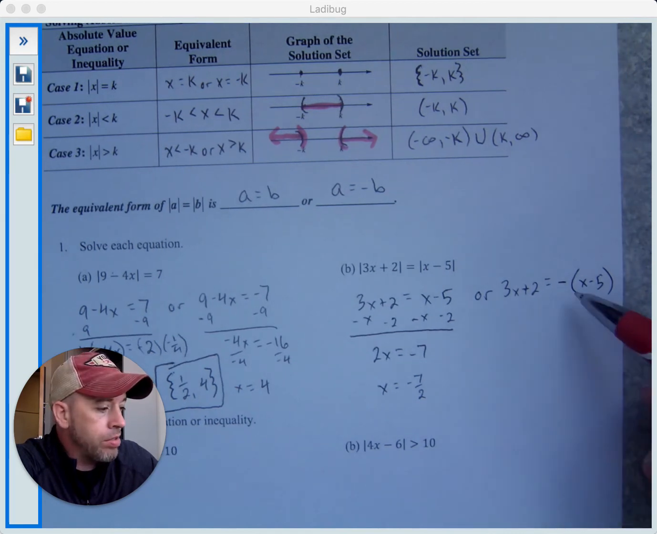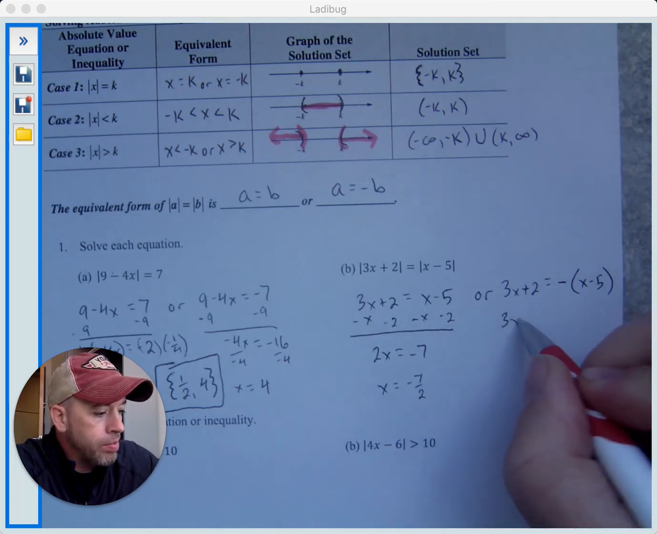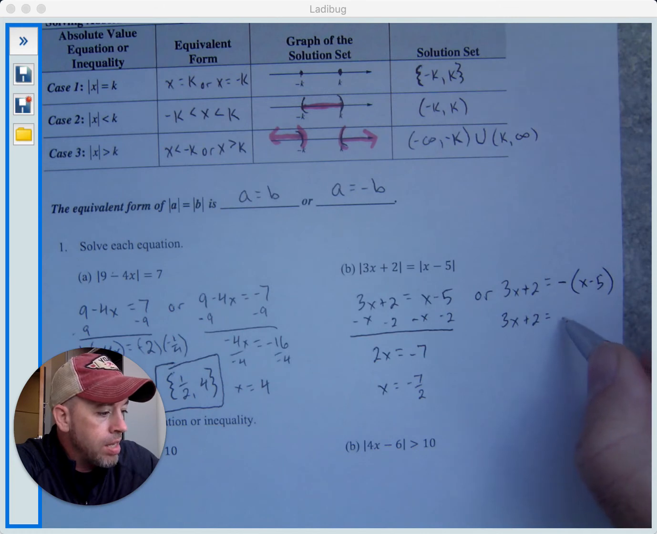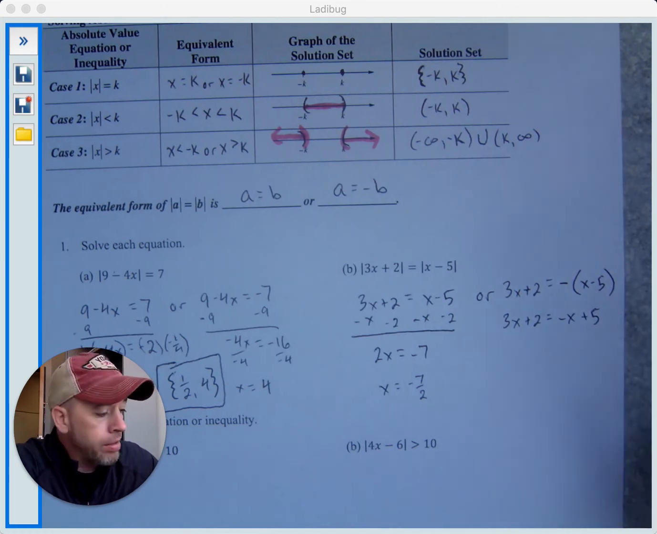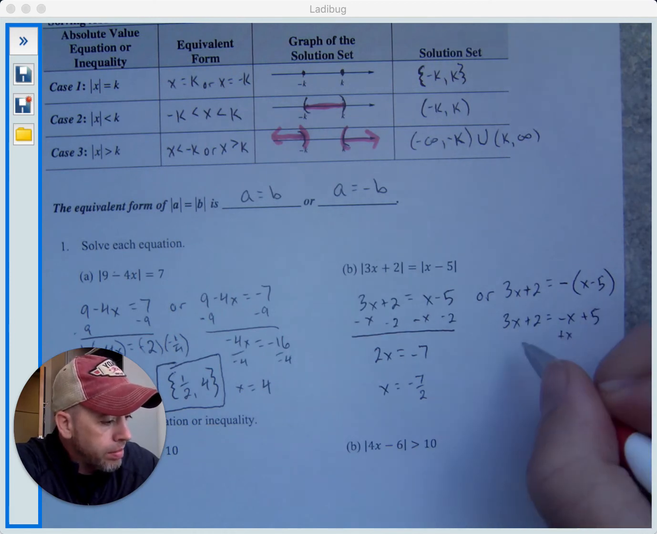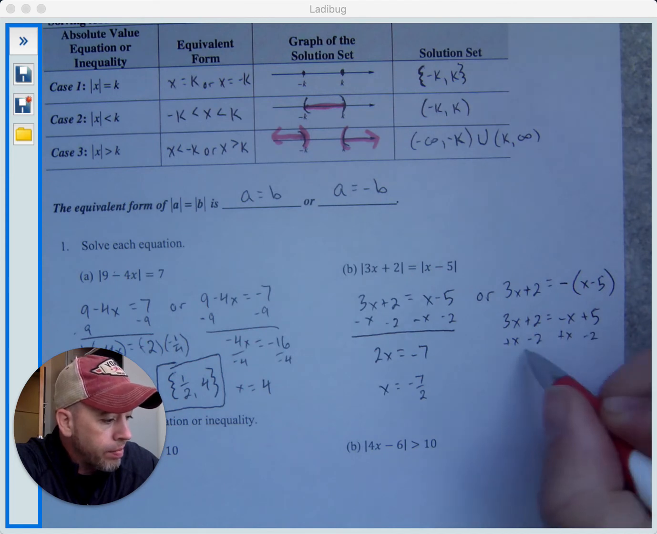Over here, I'm going to distribute the minus sign. I get 3x plus 2 equals negative x plus 5. Then I can get all my x's together. I'm going to add x to both sides, and I'll go ahead and subtract the 2 from both sides.